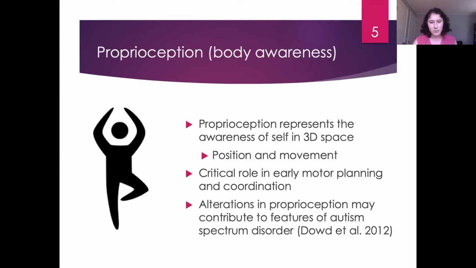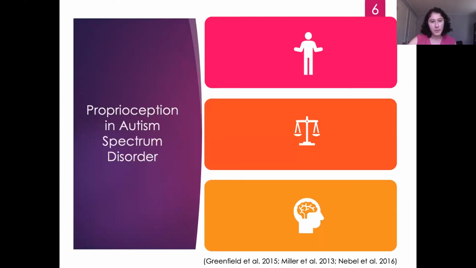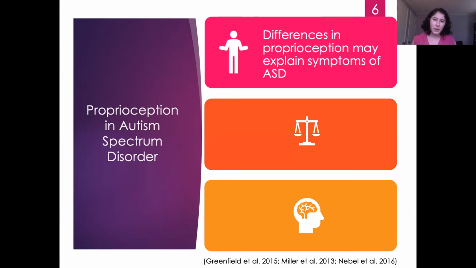And there has been some research on how alterations in this proprioception may contribute to specific features of autism spectrum disorder. So to dig into that a little bit more, differences in proprioception may explain certain symptoms of autism spectrum disorder. So symptoms like these repetitive self-stimulatory movements, reduced gesturing, and difficulty with imitation can all potentially be traced back to proprioception.